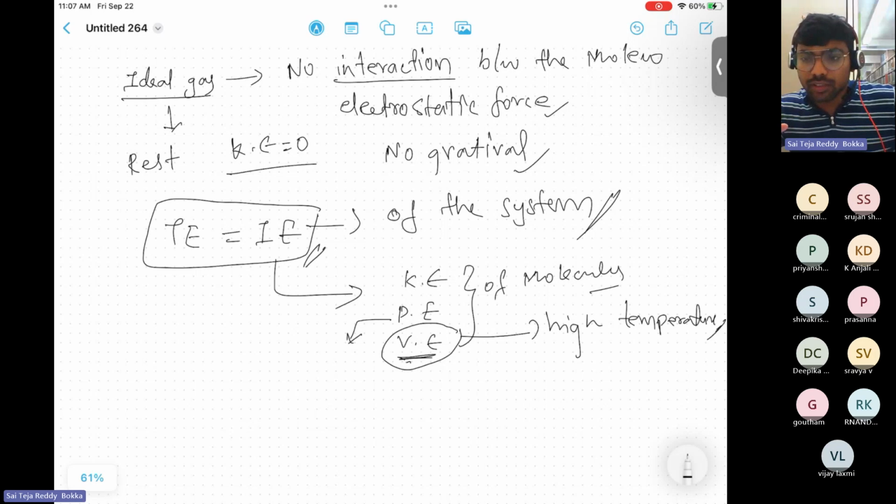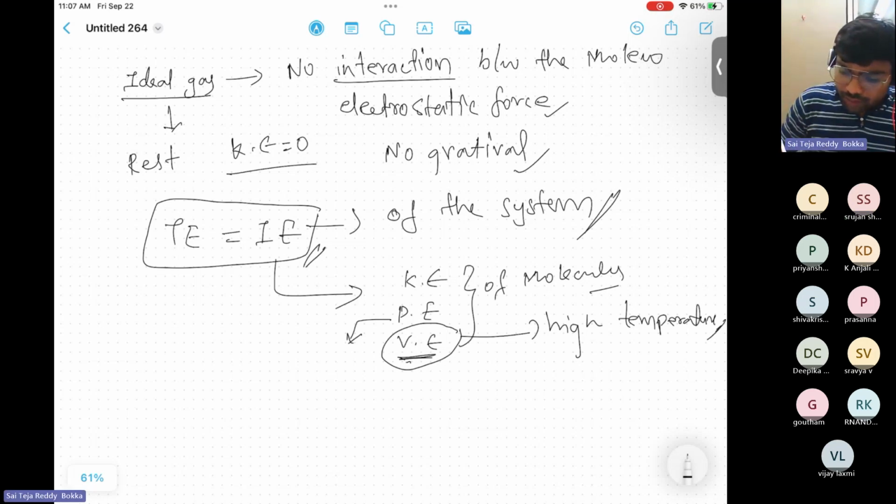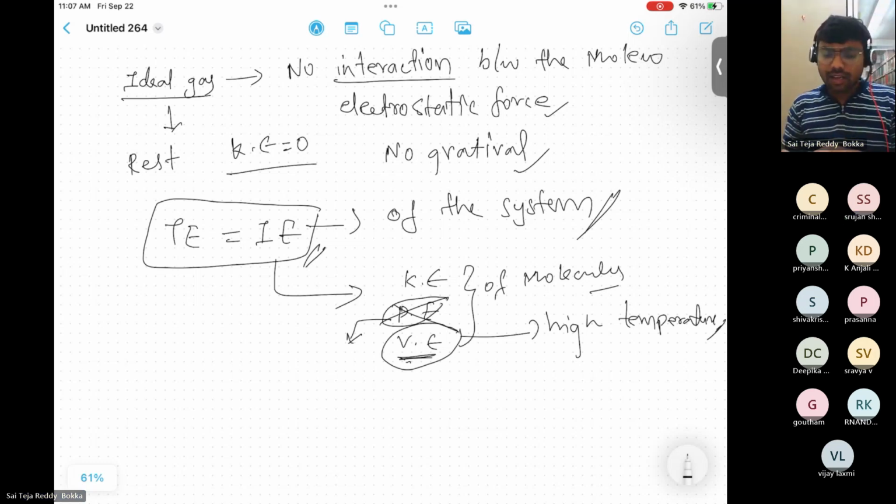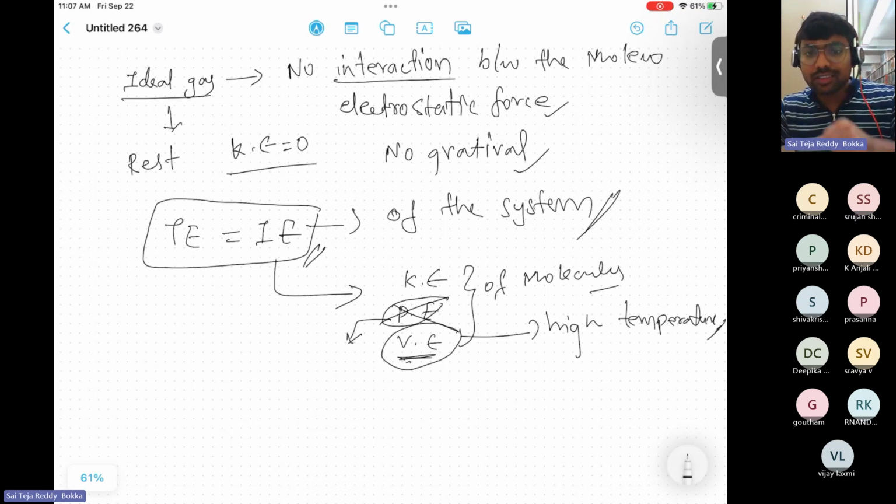Just make a note of it. In an ideal gas, there is no attraction force between the molecules. So for that, we are eliminating this potential energy. Vibrational energy is kept aside and we include it when we are considering high temperatures. But I'm completely eliminating potential energy as my gravitational force is zero and there is no attraction force between the molecules.